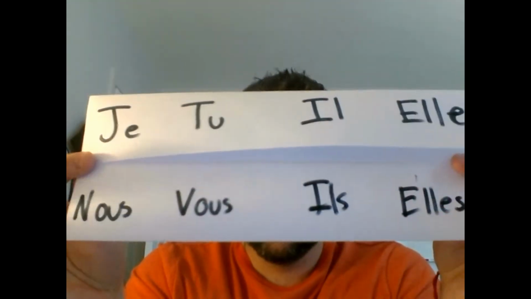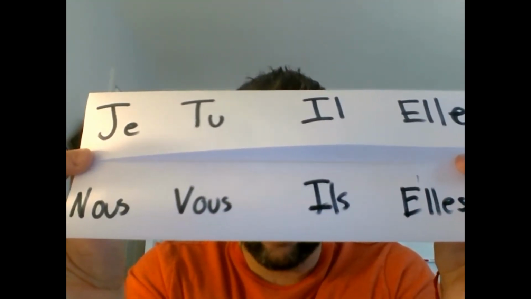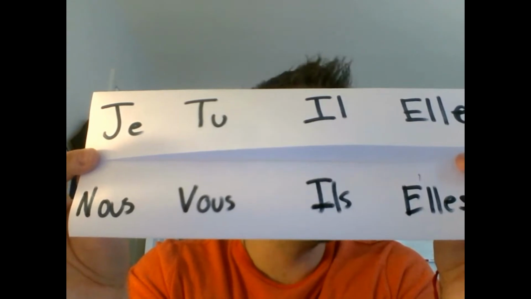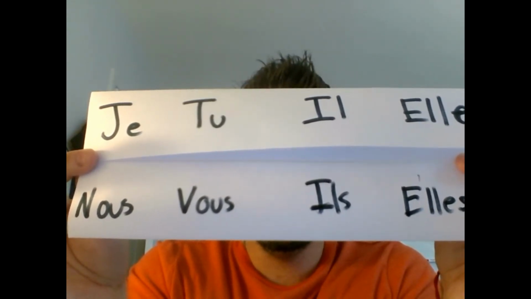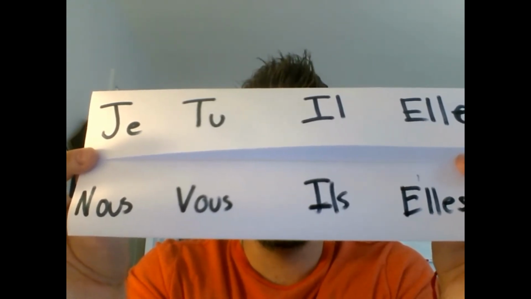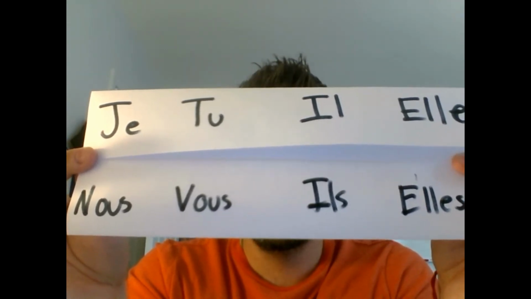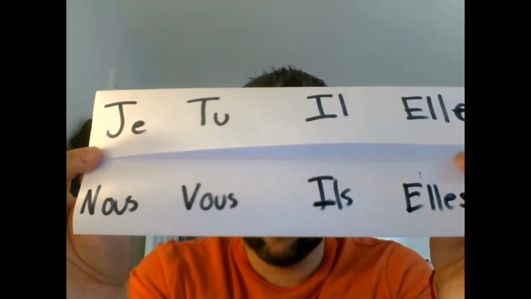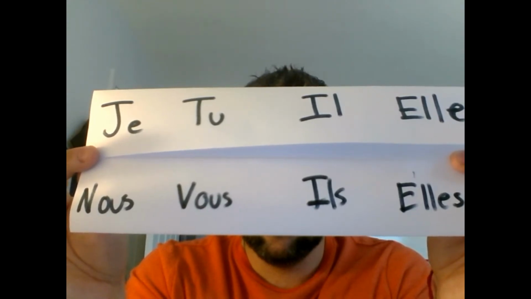And then I'm going to do the same thing with our others. Nous, vous, ils, plural, and elles, plural. Nous for we, vous for you or you all, ils for they, and elles for they, feminine. Pause the video if you need a moment. Okay.